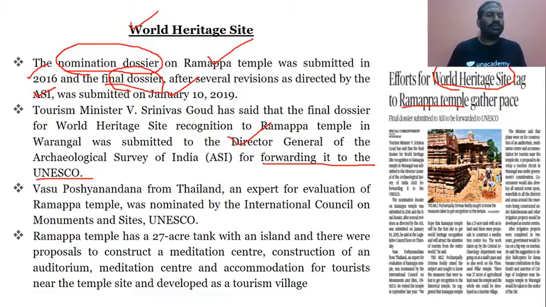And then there is one point from a prelims point of view, wherein you can try to focus here, that there is a person, Vasu Poshyananda, who is from Thailand, and he is an expert for evaluation of Ramappa temple. So again, this name is important from a prelims point of view, wherein this Ramappa temple was nominated for the International Council for UNESCO. And then a little bit of information in regards to Ramappa temple, the government says that there is a 27 acre tank with an island, wherein they wanted to construct a meditation center and an auditorium, making sure that it could accommodate tourists so that they can develop it as a tourism village. And because of the World Heritage Site, they were expecting, or forwarding the dossier, all this construction is going on in or near the Ramappa temple.